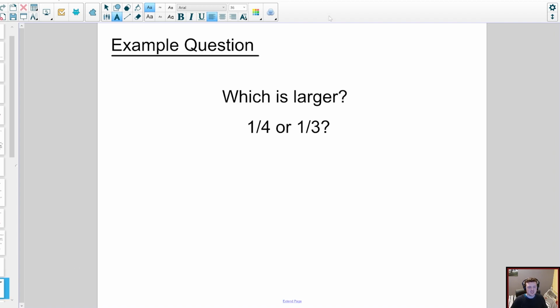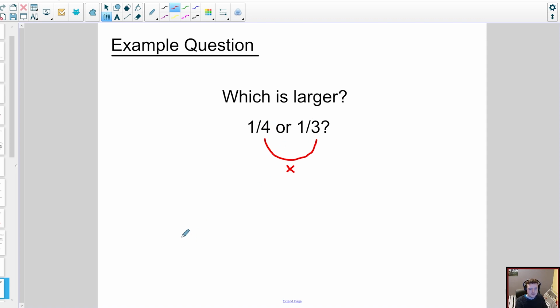And so let's have a look at an example question. They say which is larger, 1/4 or 1/3? And so once again, we have to work out a number that's in both of those times tables. Here's where I'm going to introduce an idea that's going to come in handy when we do adding and subtracting fractions. If we really don't know what number goes into both the 4 and the 3, we can multiply them together. And so what we're going to do is multiply both numbers together. That will give us a surefire answer for what will work in both fractions.